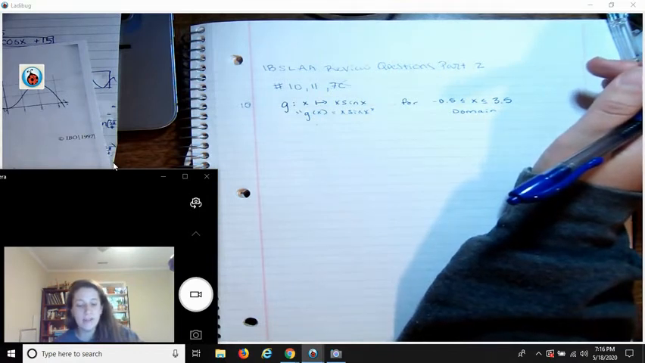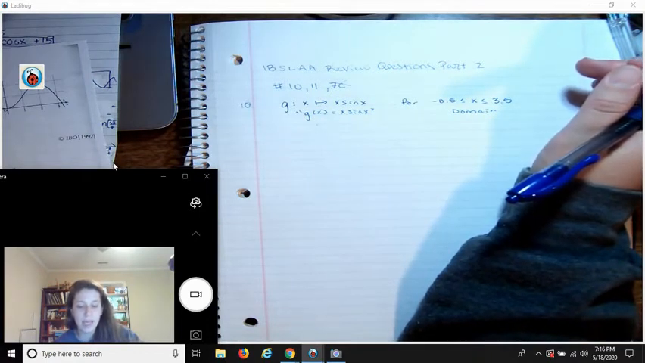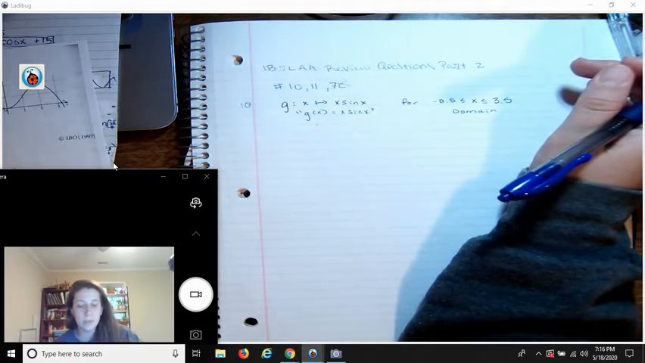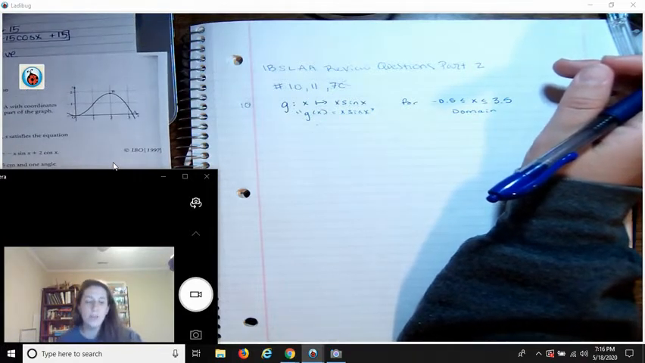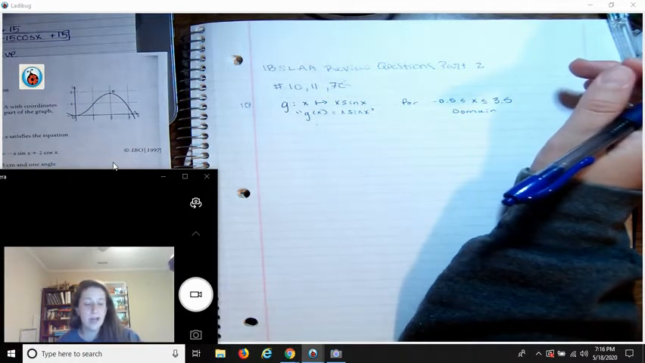Then it says the graph intersects the x-axis at a point A with coordinates a comma 0, and B is the maximum point on this part of the graph. Okay, and it gives you the little picture. Then it said find the value of A. So A is a 0 value, so I need to set g of x equal to 0.